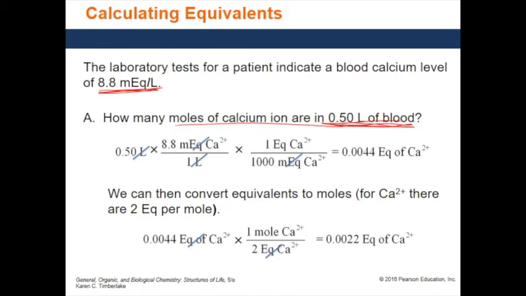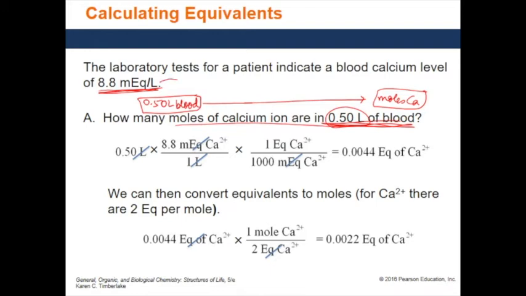So what is given to me? The information given in the question is that we have 0.50 liters of blood, so let me write it here: what is given to us is 0.50 liters of blood, and the question is asking to convert this into moles of calcium. Okay, and it has given us the calcium level of 8.8 milliequivalents of calcium per liter.